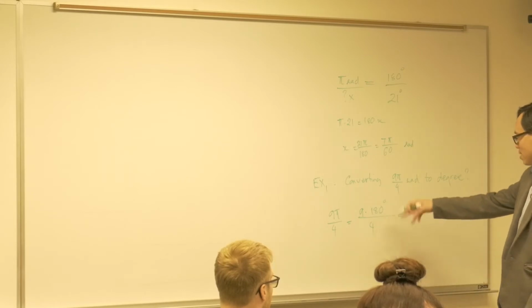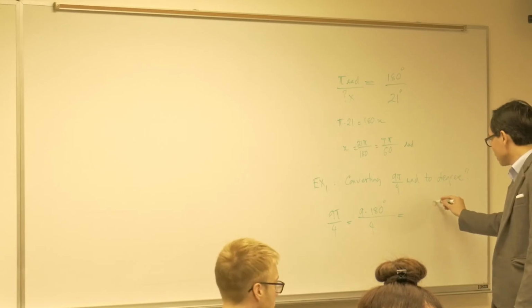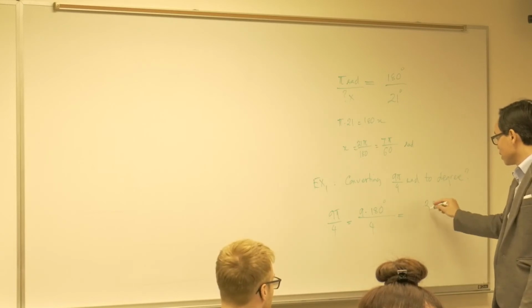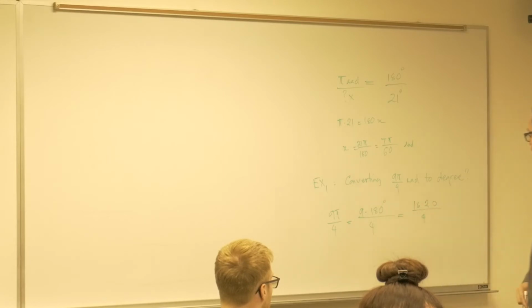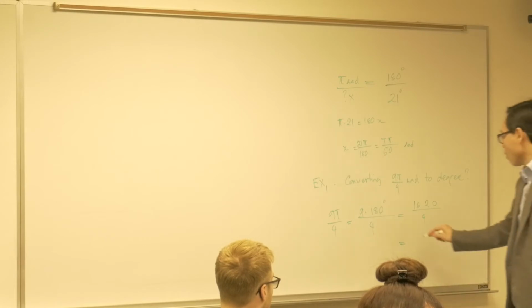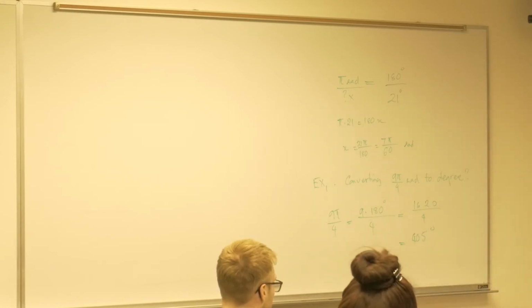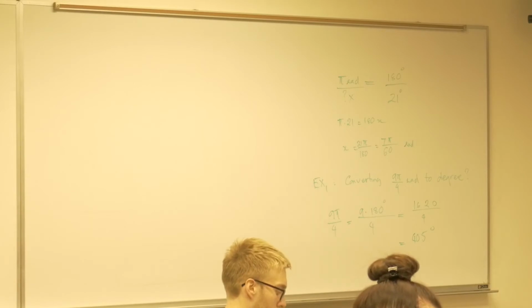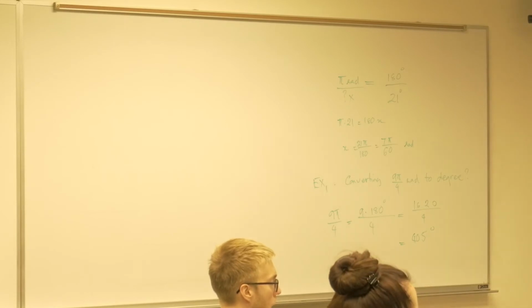So what do we have here? 9 times 180 gives you what? 1620 divided by 4, right? Gives you 405 degrees. Any question?